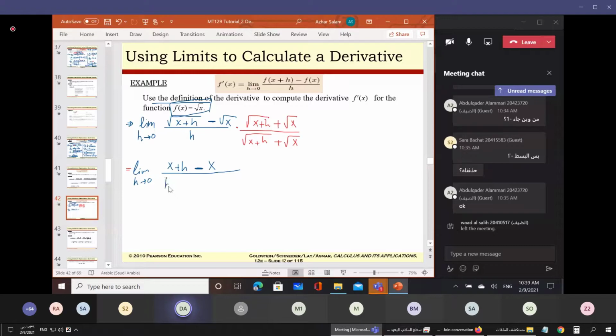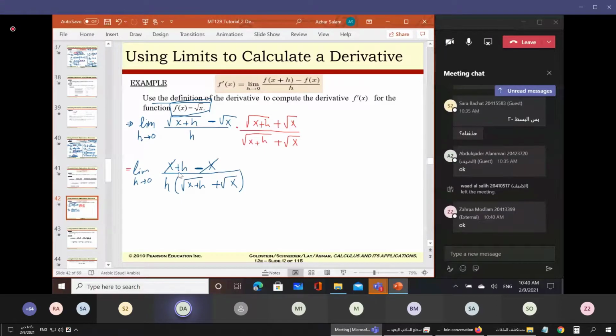And in the bottom here, it will be h multiplied by square root of x plus h plus square root of x. Okay, I can simplify here. I can omit x with minus x. Only h will remain.